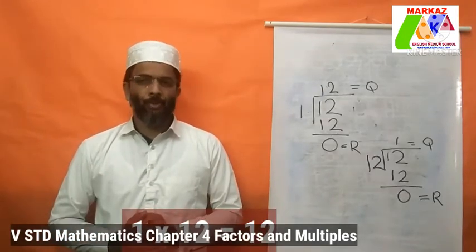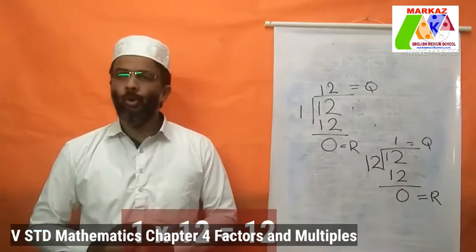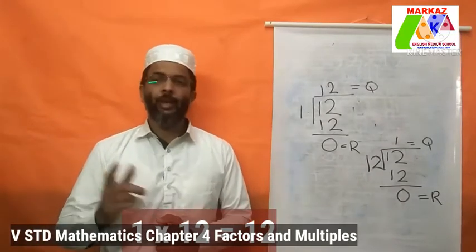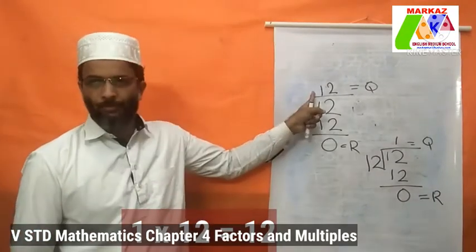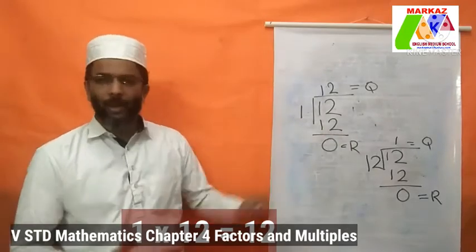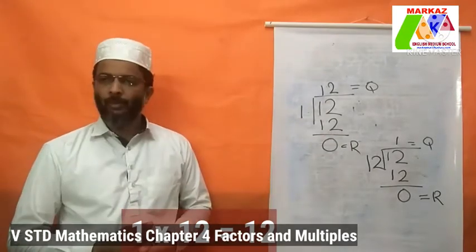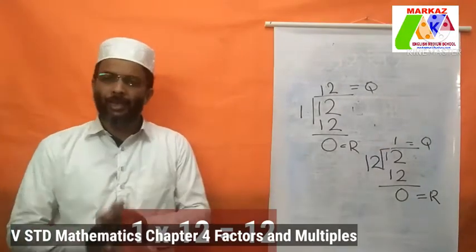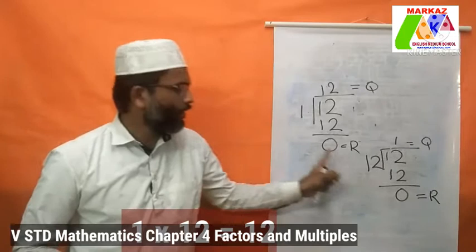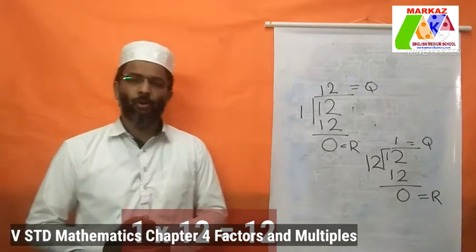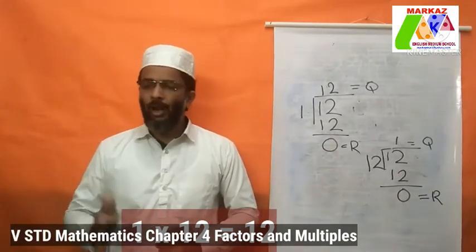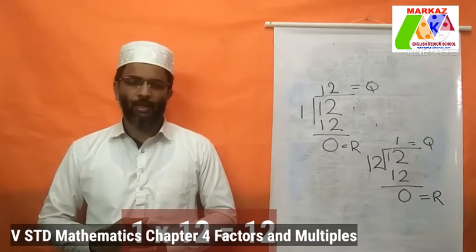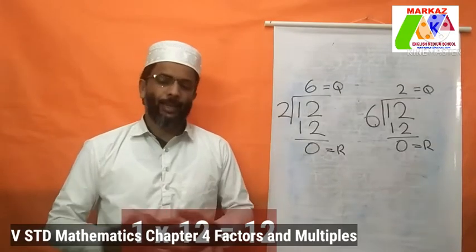Let us take the first pair, 1 into 12. Here, when we divide 12 by 1, we get the quotient as 12. And when we divide 12 by 12, we get the quotient as 1. In both the cases, the remainder is 0. Therefore, it means that 12 is divisible by 1 and 12. Is it clear?